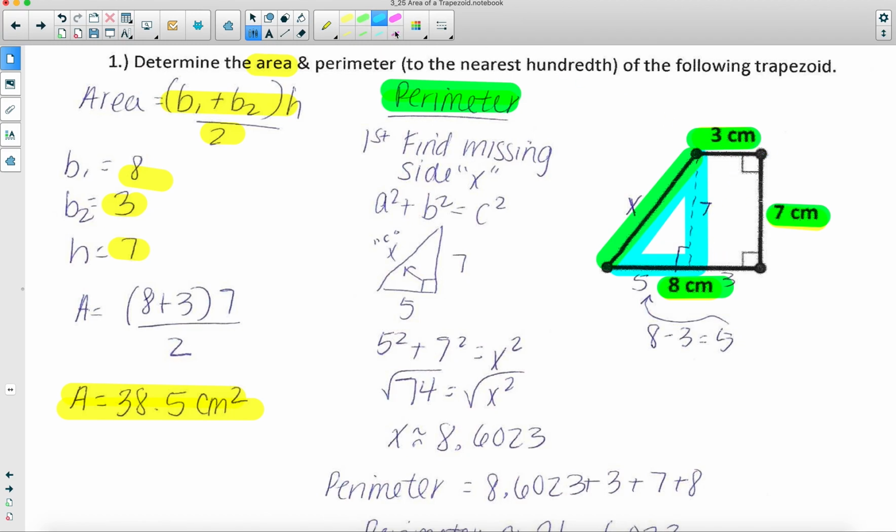Now since this is a rectangle, I know that if this is 3, so is this distance down here. That means that this tiny piece over here is going to be 8 minus 3, because the whole thing is 8, this piece is 3, and the remainder then is 5. So now what I have is this triangle, which I have drawn over here, right? And I have a height of 7, base of 5, hypotenuse is unknown.